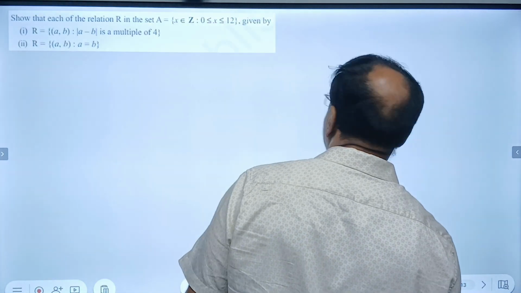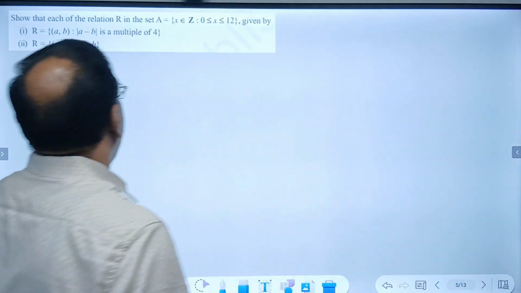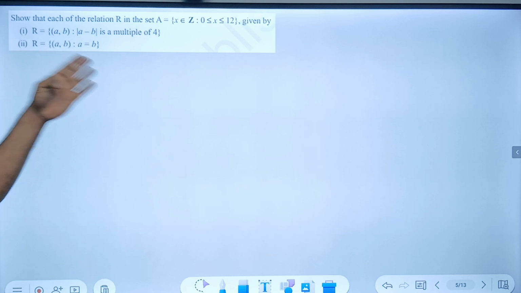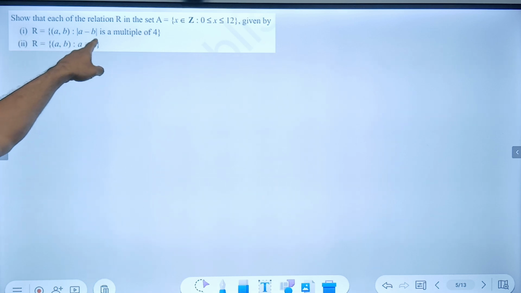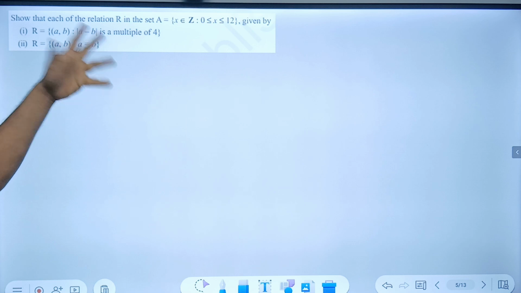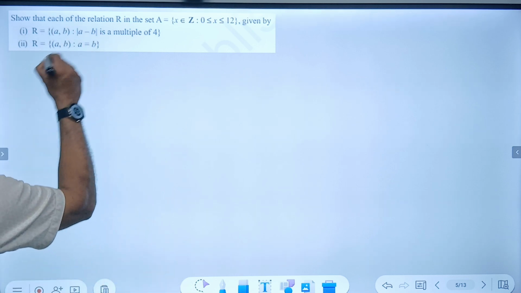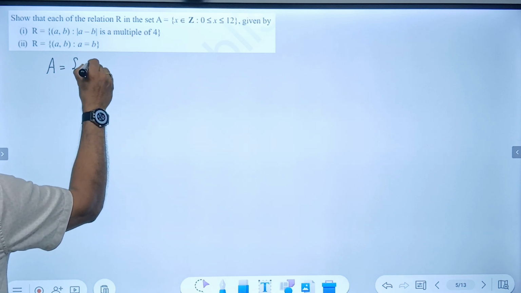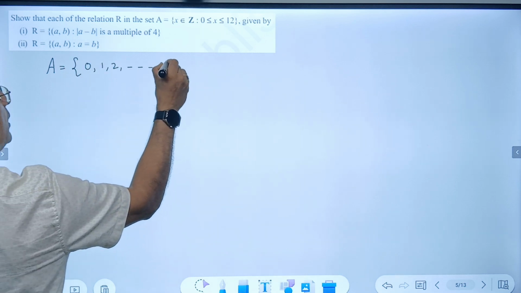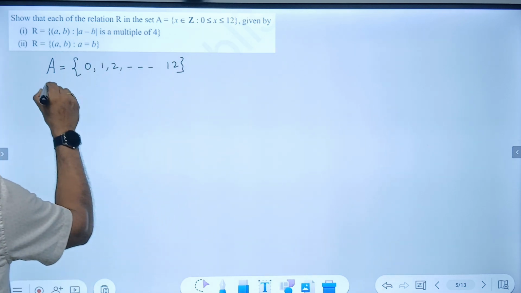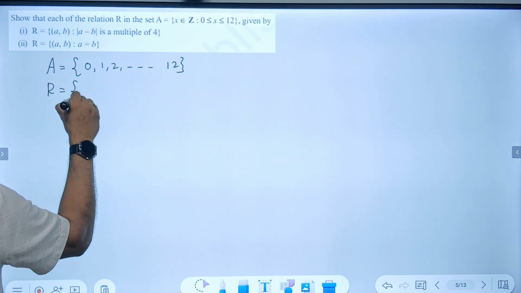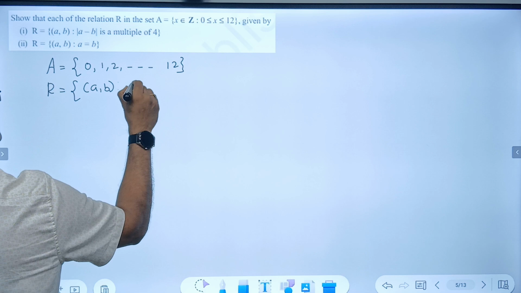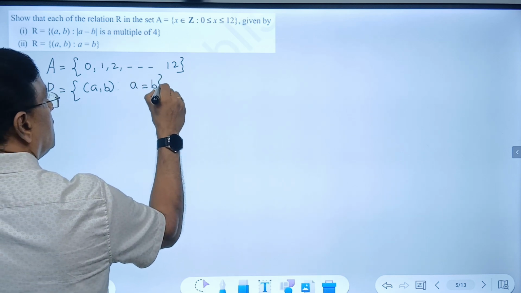Okay. Now, I have one more question here: is equal to. I think that you can try by yourself. It is not at all difficult. I have done it for modulus. You can do it for A minus B, or if you want, I can do it for you. For example, you take set A, which is 0, 1, 2 up to 12. Now R is a relation. How is it defined? R is A comma B such that A equal to B.